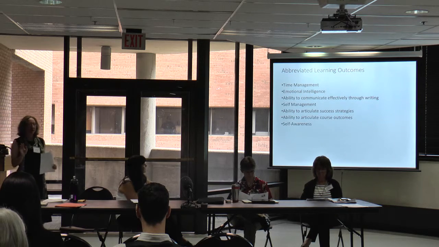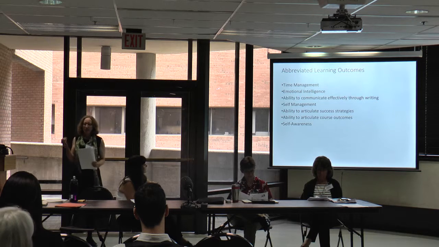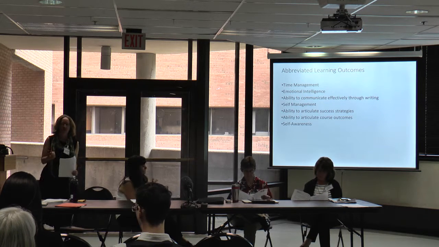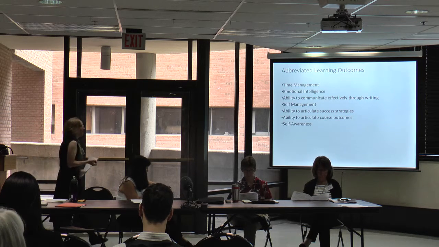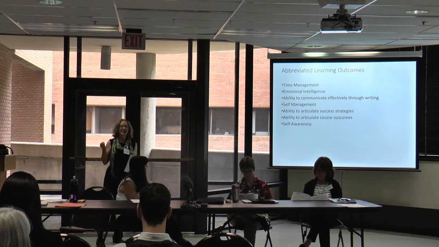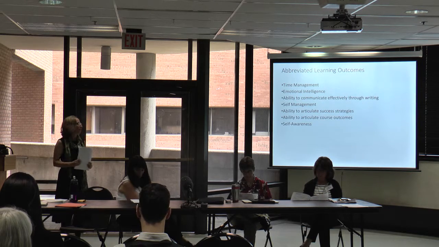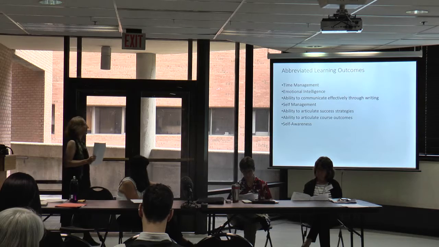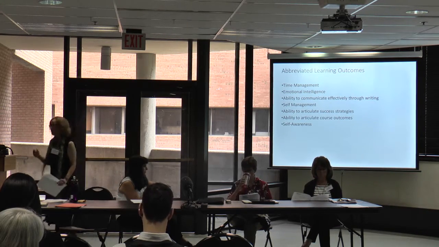So here are just some abbreviated learning outcomes for the course. You can see a little more detail in the syllabus. Again, we're trying to give students some very basic college student skills here at UMBC. Time management, emotional intelligence, ability to communicate more effectively, self-management, ability to articulate some success strategies, course outcomes, self-awareness, and again, self-management, personal responsibility.